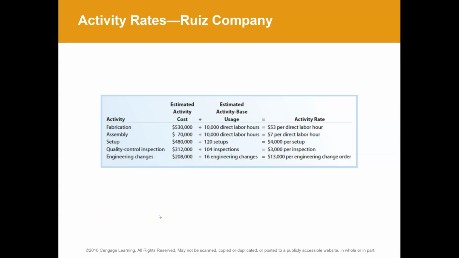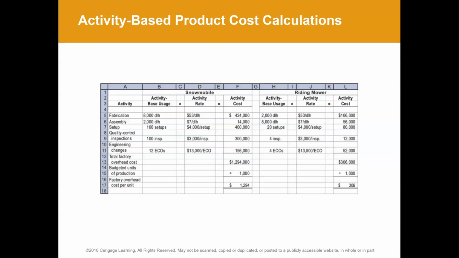Okay, so now we've got our estimated cost and our estimated usage. And there's our activity rate: $53 per labor hour, $7 per direct labor hour, $4,000 per setup, $3,000 per inspection, and then $13,000 for each engineering change order. See how expensive they are? Those are real expensive. So now this would be our factory overhead cost per unit. What we've got here is our usage times the rate gives us the cost. This is not as complex as it seems. I'll do some problems with you and you'll see. You've also done some in Cengage.